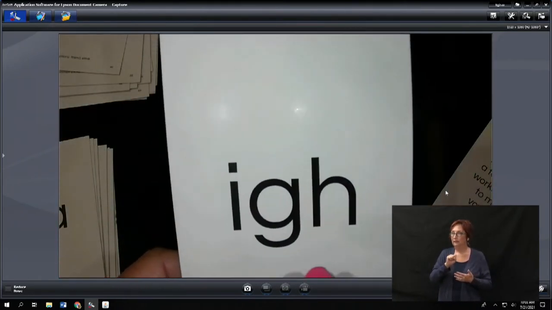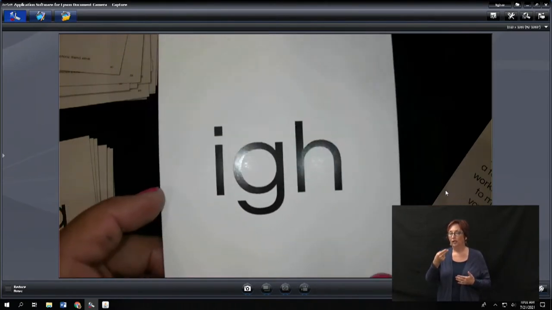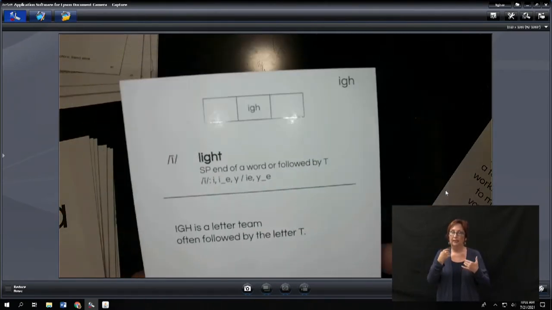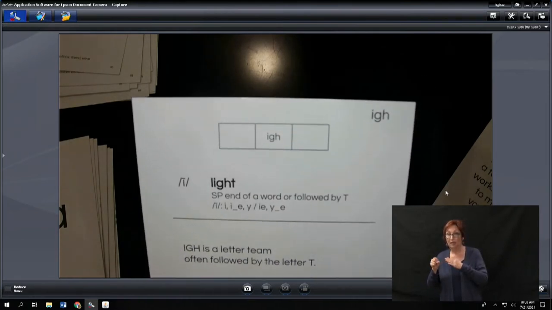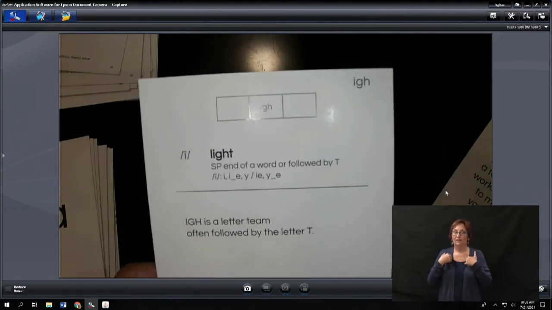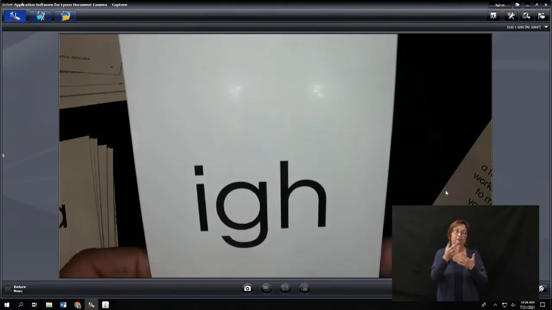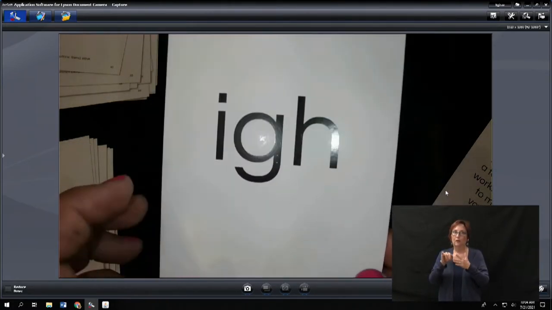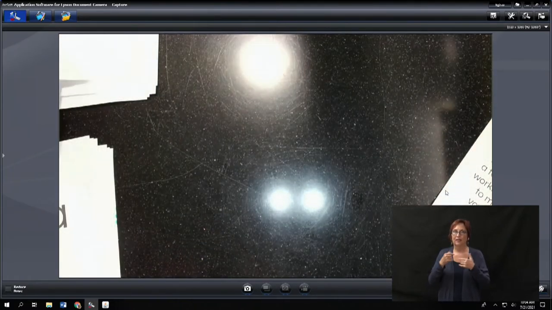IGH, you get a lot of bang for your buck when you teach kids early on because there's a lot of words that have IGH saying I. It can be at the end, but it also can be followed by a T, and sight, night, fight, flight, fright. This is one I teach early on, like I said, because there's a lot of easy words that have IGH.